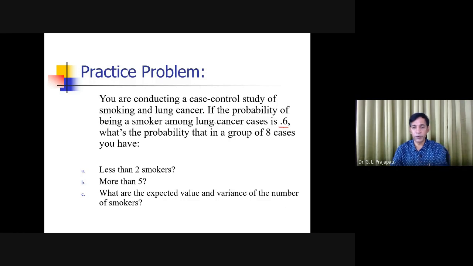So you have seen that 0.6 is the probability that the person is smoking. Now, what is the probability that in a group of 8 persons having lung cancer, the number of smokers is less than 2? Out of 8, what is the probability of having fewer than 2 smokers?